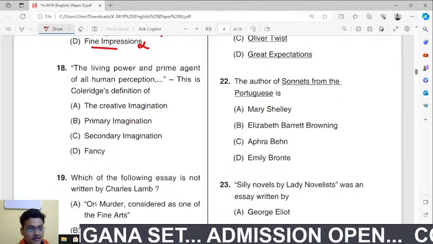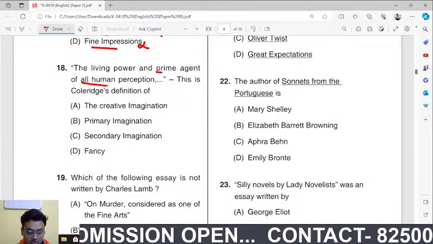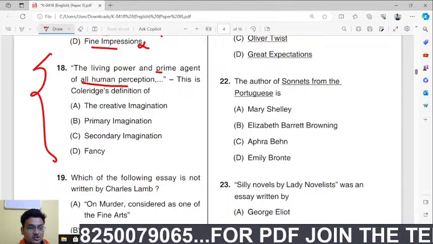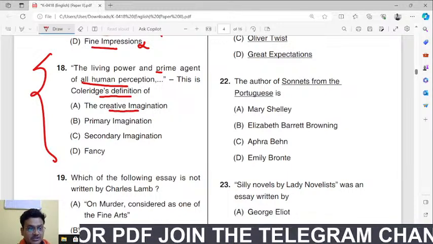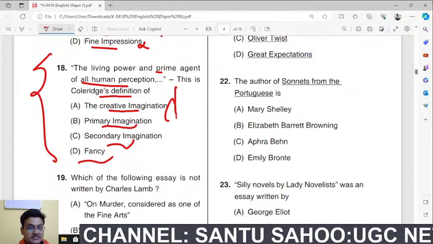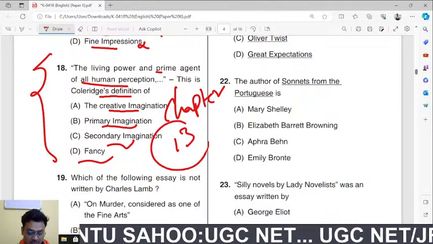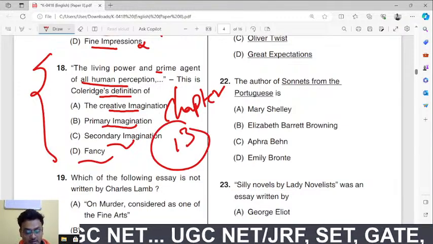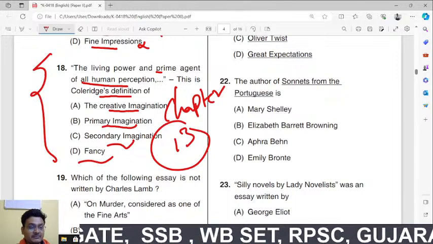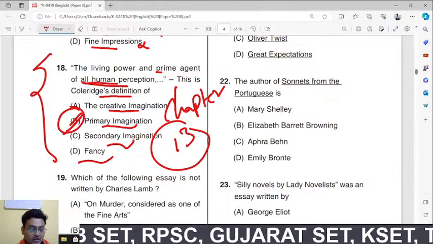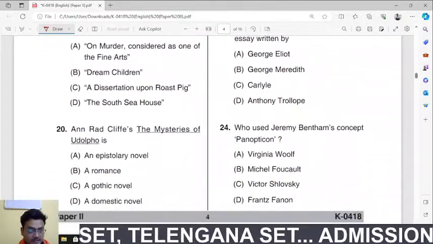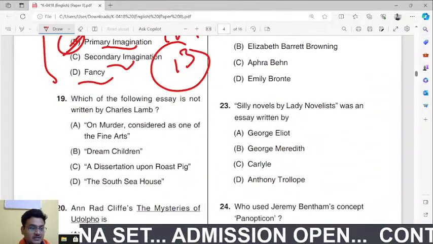Very good, well done. The living power and prime agent of all human perception. This is Coleridge's definition of the creative imagination: primary imagination, secondary imagination, fancy. I think in chapter 13 he has given this. Please check once, okay? So here he is giving the definition of primary imagination and secondary. Here primary imagination is the right answer. The living power and prime agent of all human perception is primary imagination. Probably chapter 13 of Biographia Literaria. Do check once.